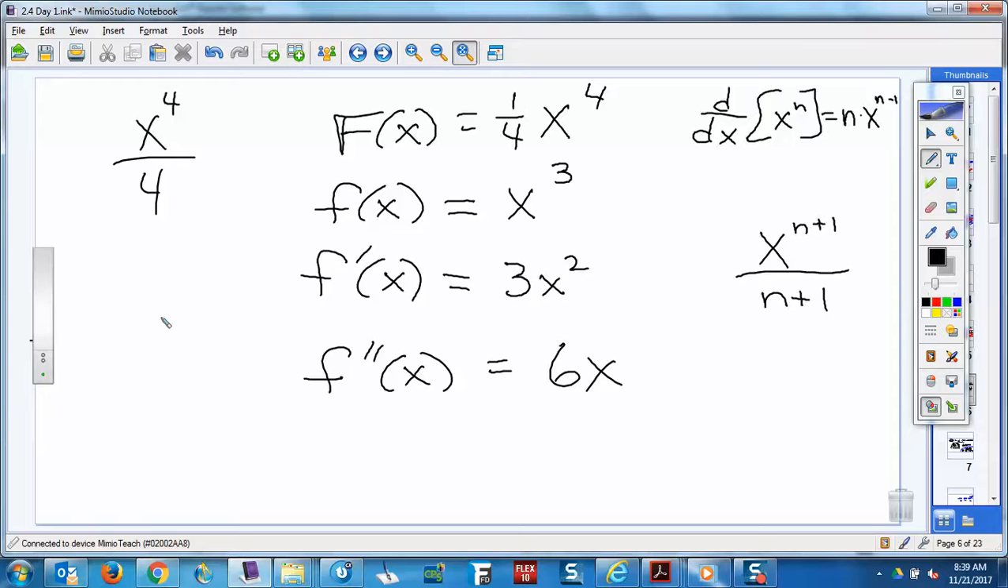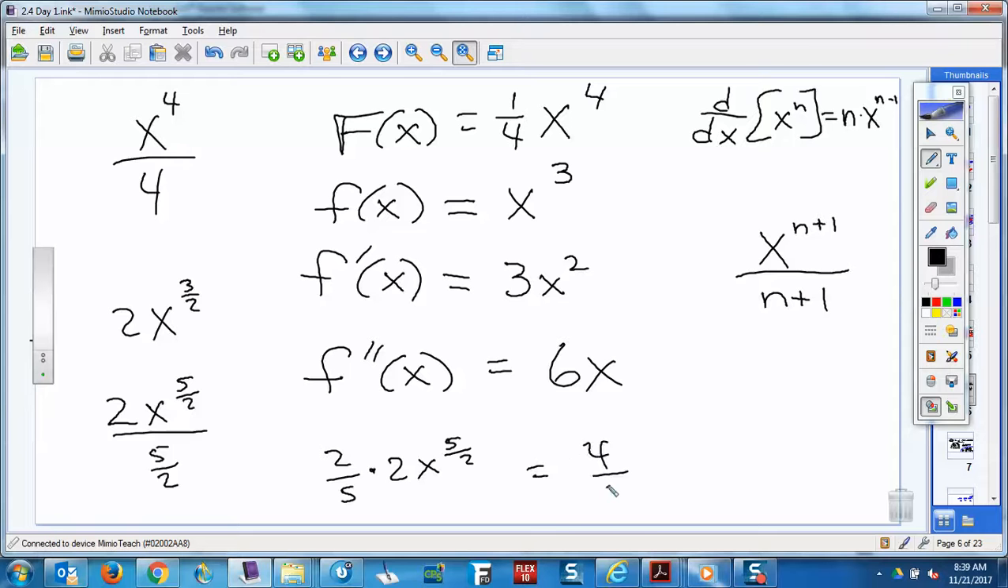Okay, and that works for anything. So if you have x to the 3/2 and there's a 2 here, and you want to do the antiderivative, you leave the 2 alone, you raise the power up to 5/2, and then you divide by 5/2. Well, dividing by 5/2 is the same as multiplying by 2/5. So at the end of the day, you would end up with 4/5 x to the 5/2, right? So if I started with that, we would raise it up 1, which would be 5/2, and we would divide then by 5/2.